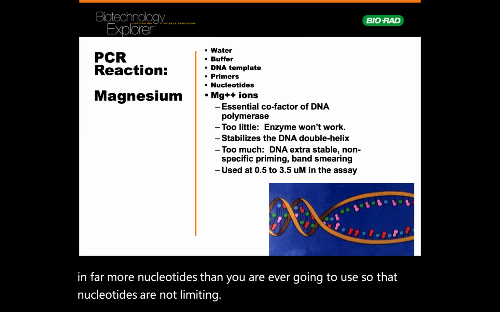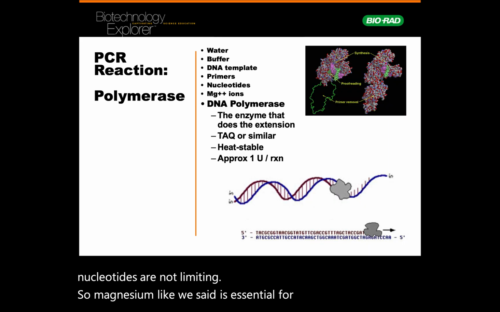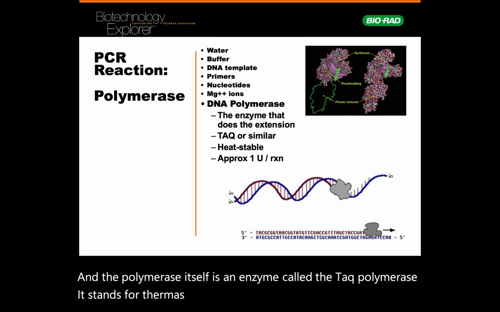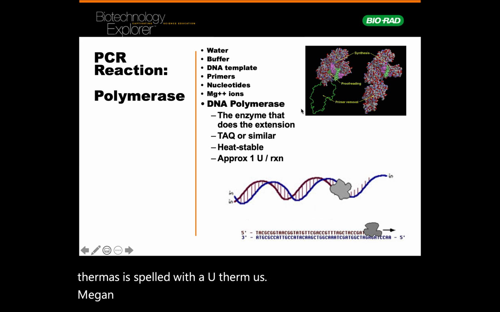So magnesium, like we said, is essential for the polymerase. And the polymerase itself is an enzyme called the Taq polymerase. It stands for Thermus aquaticus, which is a kind of bacteria. And Thermus is spelled with a U. There you go. We abbreviate that as TAQ, and we just say it as Taq.